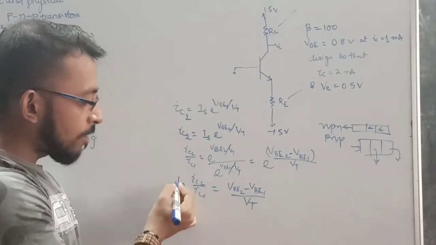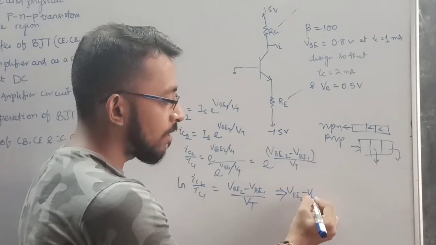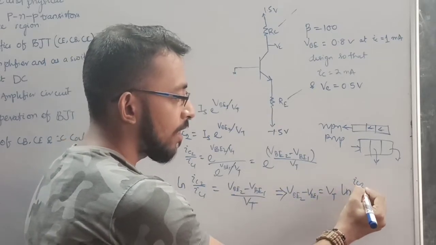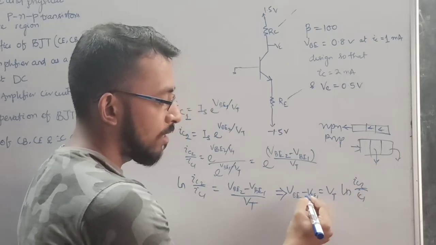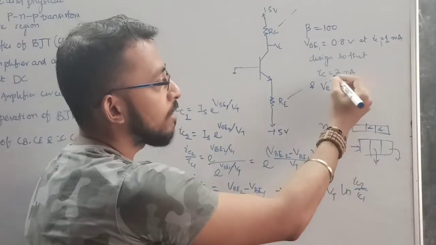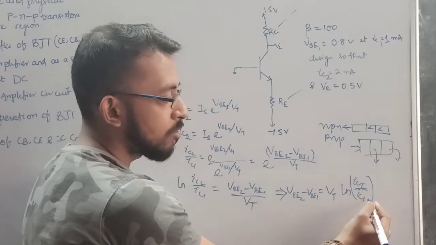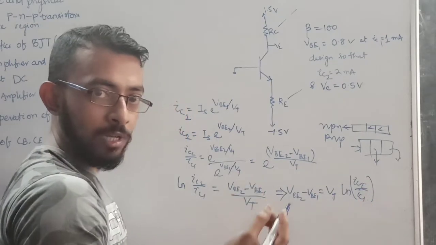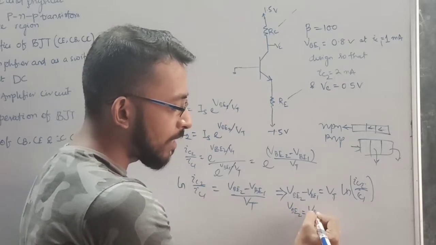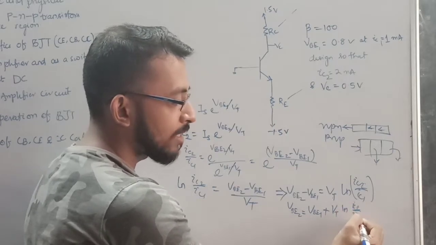Now this VT will multiply to this side, then it becomes VBE2 minus VBE1 is nothing but VT times ln IC2 upon IC1. Then I know VBE1, I know IC1 and I also know IC2. So my IC2 is 2 milliampere, this is 2, this is 1, VT is 25 millivolt. So my VBE2 will be VBE1 plus VT ln IC2 upon IC1.